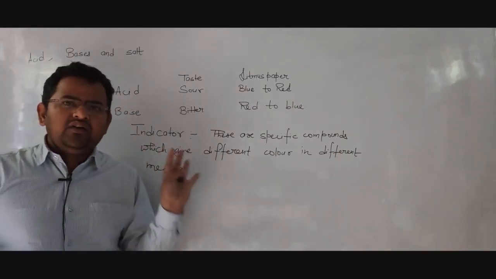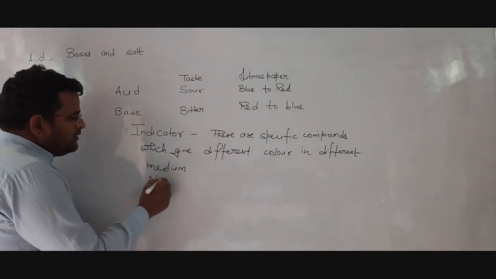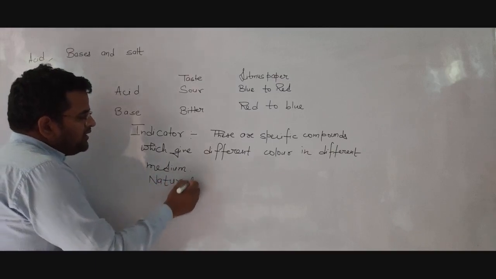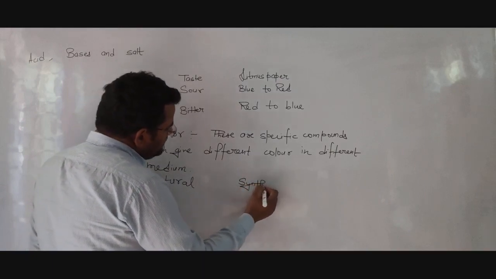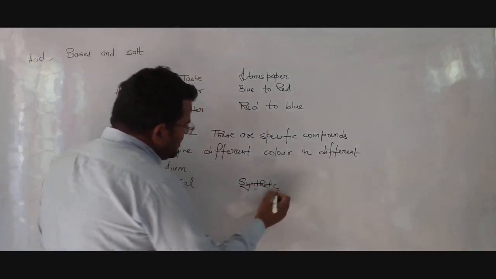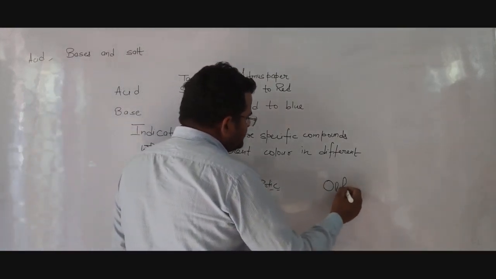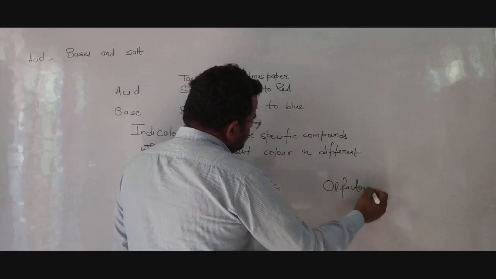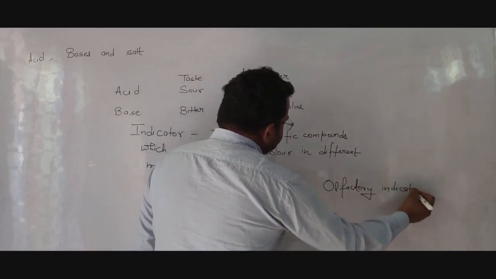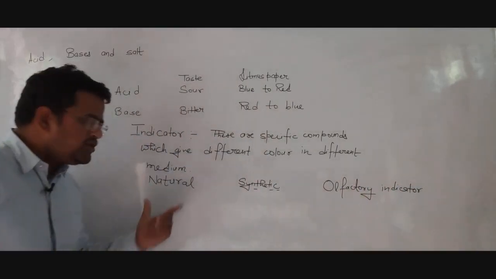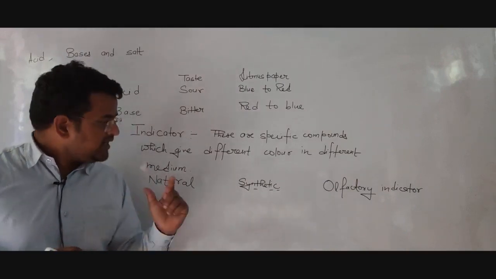Mainly there are three types of indicators. One is natural indicators. Natural means which we get from nature. Second is synthetic indicators. Synthetic indicators are man-made indicators, and the third is olfactory indicators. So first, a natural indicator is a particular substance which you get from nature.